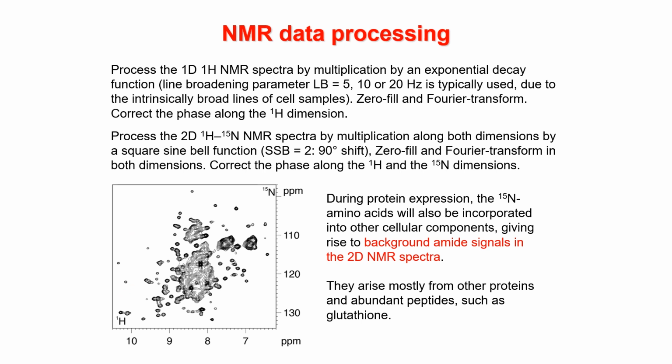So what's that? That arises because protein expression in HEK cells lasts for 2 days, and in 2 days the N15 labeled amino acids will also be incorporated into other cellular components, because cells are still metabolically active and they make proteins and they divide and they grow. So they will eventually get N15 labeled, and that gives rise to this background. On top of that, you also have some very strong signals like these and these that arise from very abundant small molecules, metabolites. In this case, glutathione.